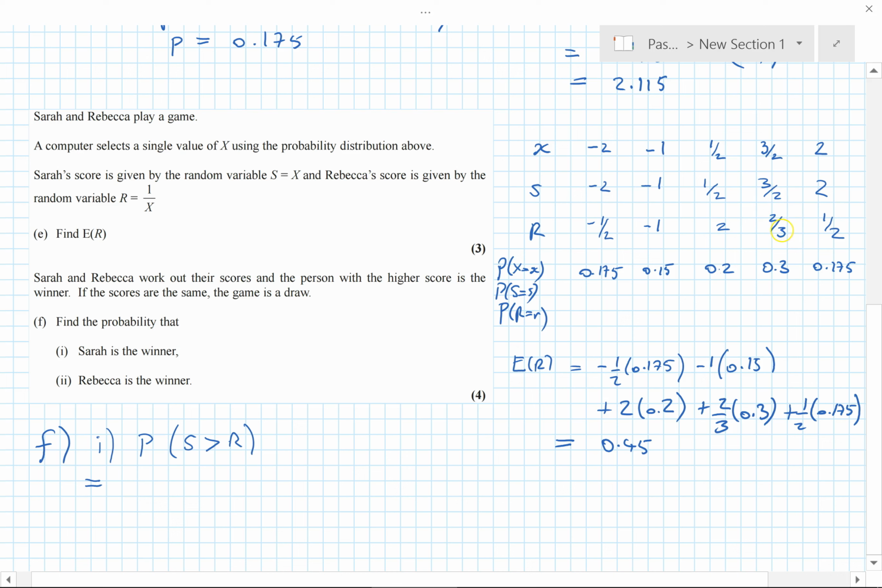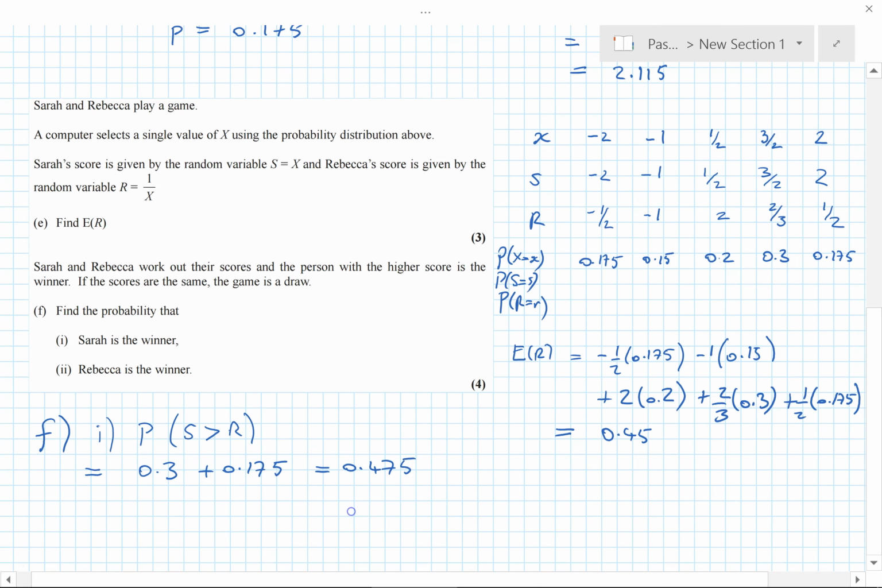But here it's definitely true. S is greater than R when the number X drawn is 3/2. So that's 0.3. Okay, plus this one as well. S is also greater than R. Under these circumstances, if 2 is drawn, then S gets 2 and R gets 0.5. So we're adding that on as well. So that gives us 0.475.